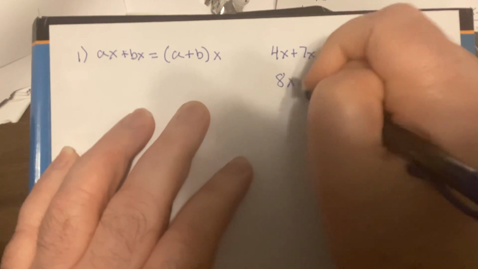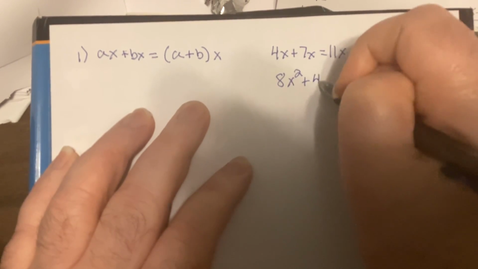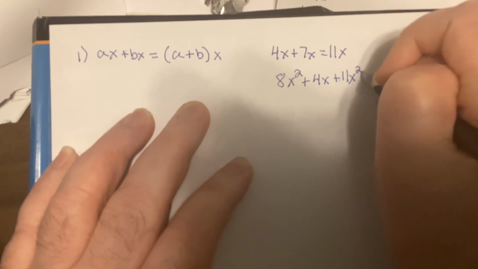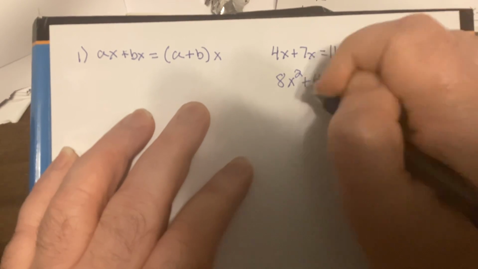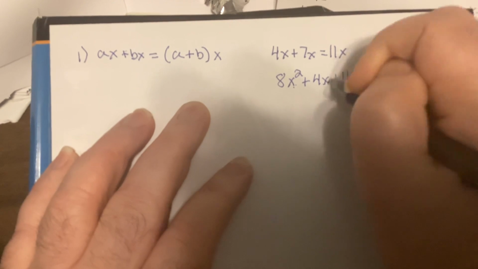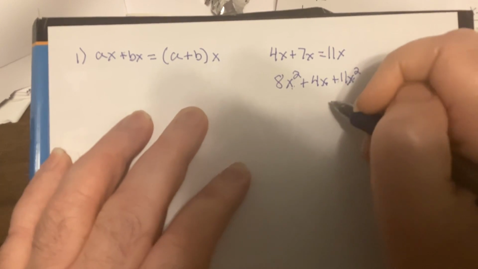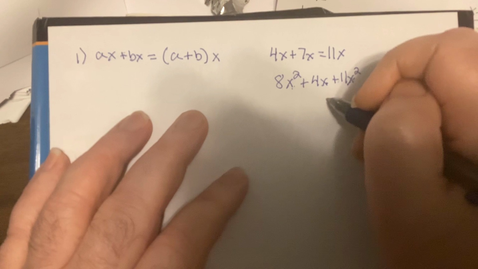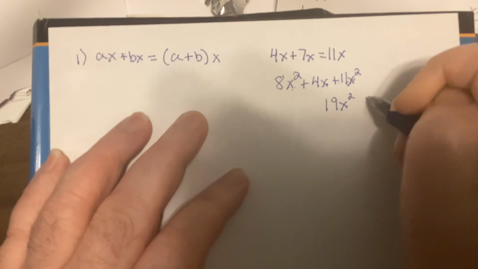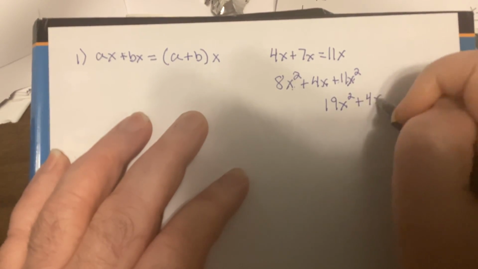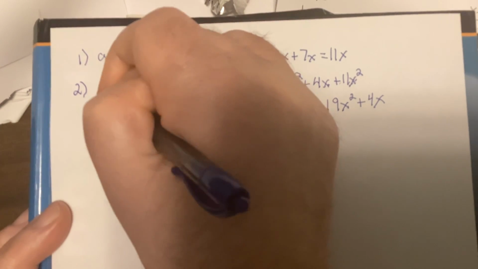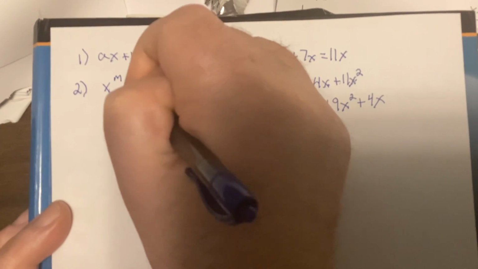If I said 8x squared plus 4x plus 11x squared, I could only add the x squared terms. I cannot combine the x squared with the x. It's got to be the same base. Now, of course, that would be 19x squared plus 4x.